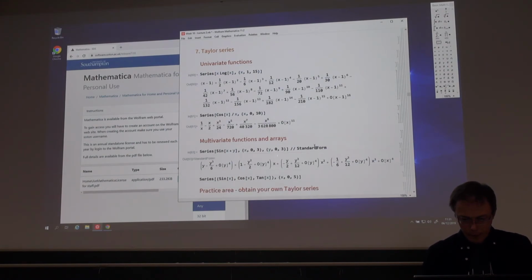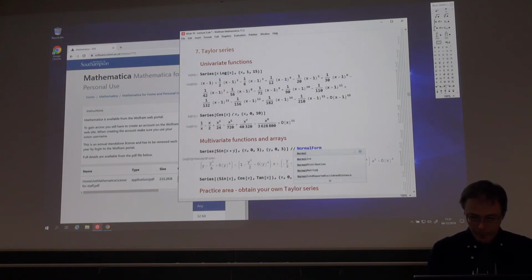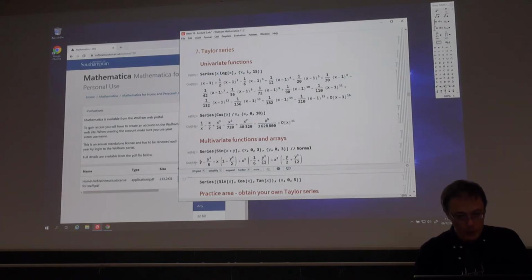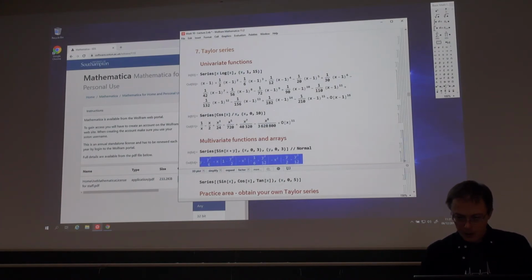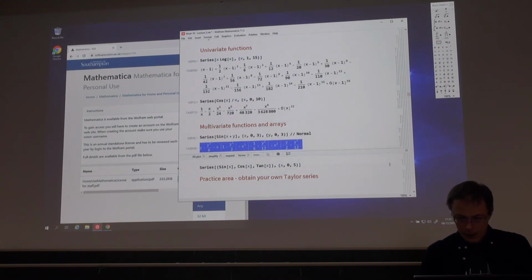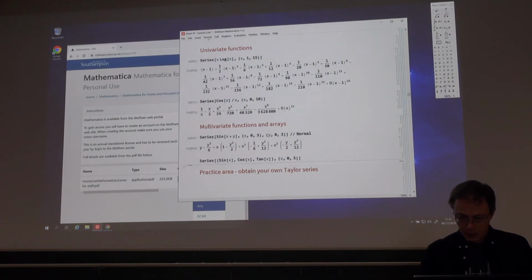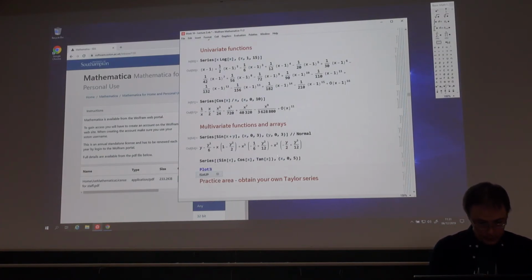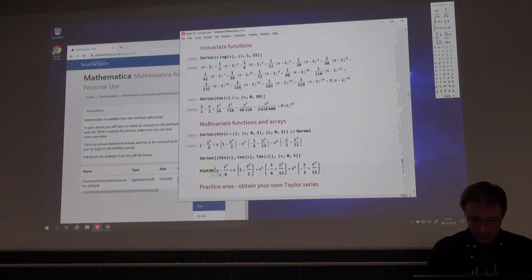Normal form. There we go. And if we now plot this function next to the series that we have using Plot3D, that horrible function with respect to x from -1 to 1 and y from -1 to 1.